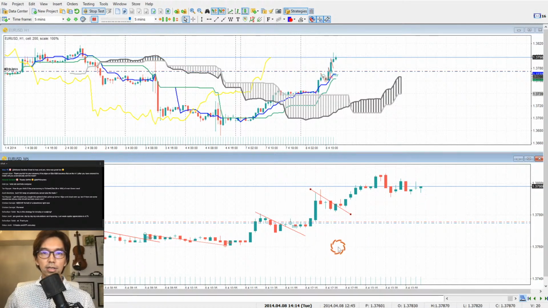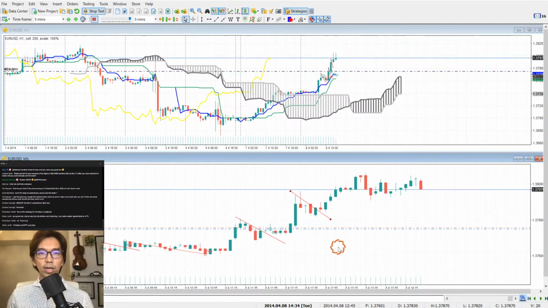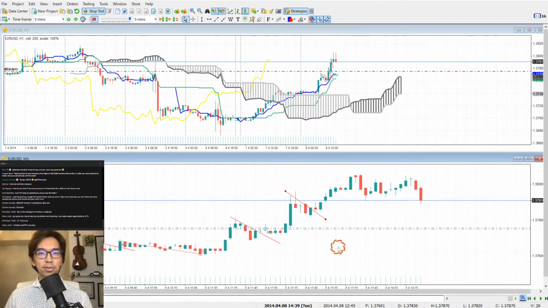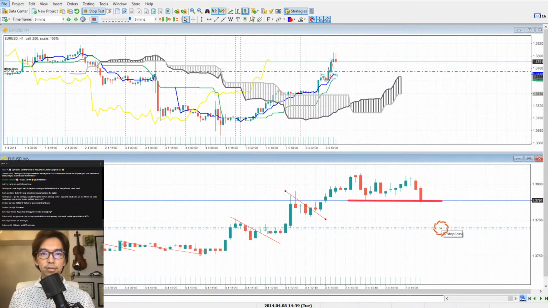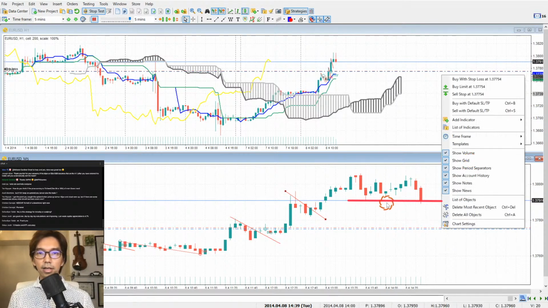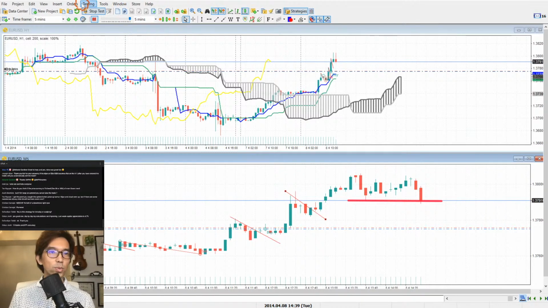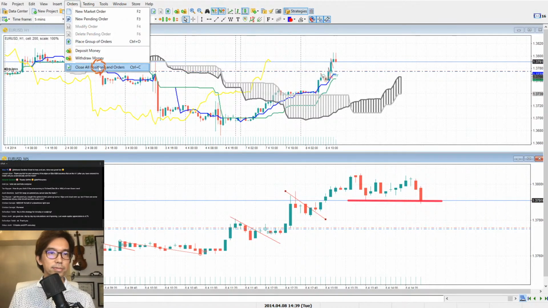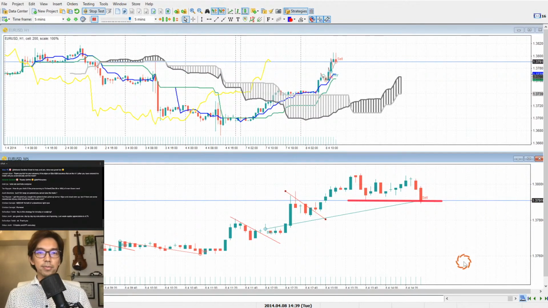Okay, so let's keep on going. It may go up or it may go down. So there is a breakout. Yeah, there is a breakout of this recent low here. So I take it out. Yeah, let's do this one. I close it.